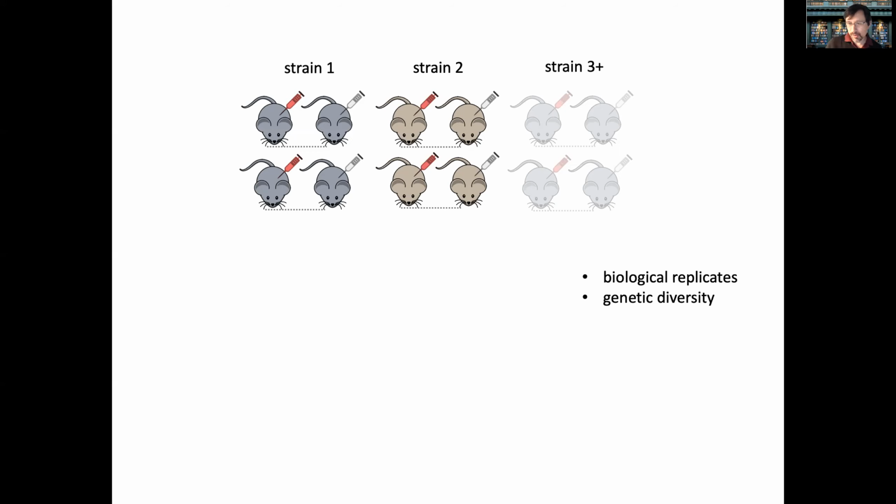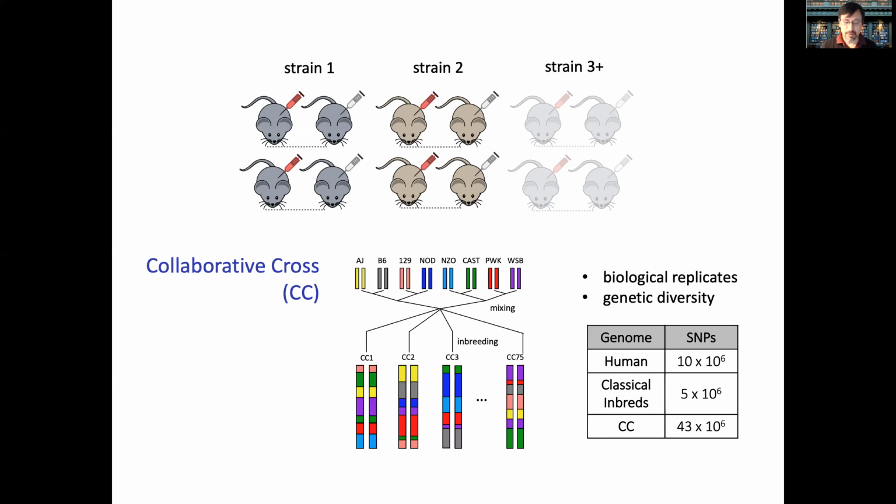And you need strains because you need biological replicates, and you want genetic diversity in order to cast a wide net regarding the QTL mapping. A good population for this is the collaborative cross. This is a panel of recombinant inbred strains that are descended from a genetically diverse set of 8 inbred strains, and they encompass more genetic diversity than the human population.